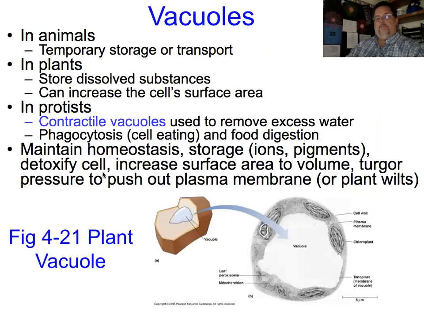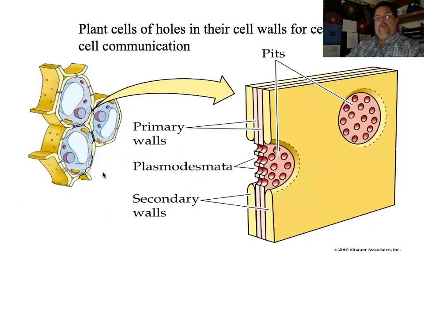Big vacuoles, again, can be used for long-term storage in plants, but they're only small and temporary in us. Protists might have them too. Here's your plasmodesma. Again, they're just the pores between cell walls, so that particles can go from one cell to the next. They're like doors between cells.